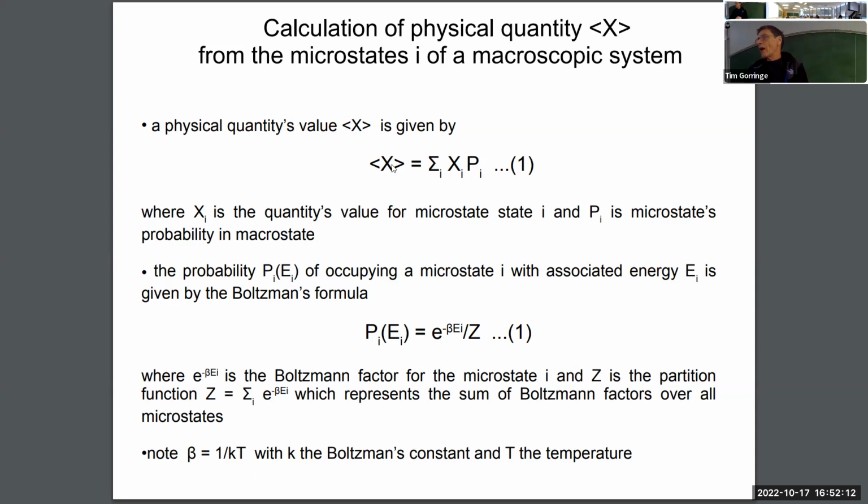So this equation number 1 is the equation for some physical quantity. So we're thinking about the internal energy, that it could be the magnetization of a solid. It's an equation for the value of that physical quantity of this macroscopic system in terms of the value of that quantity, so the internal energy of each microstate, and the probability of having any particular state.